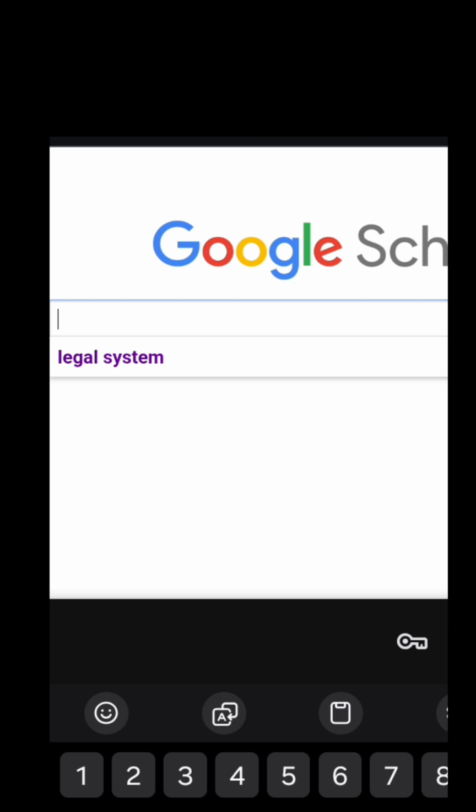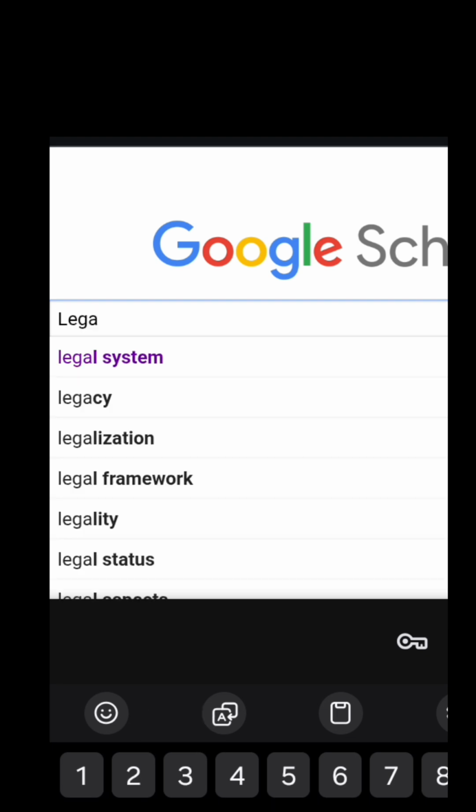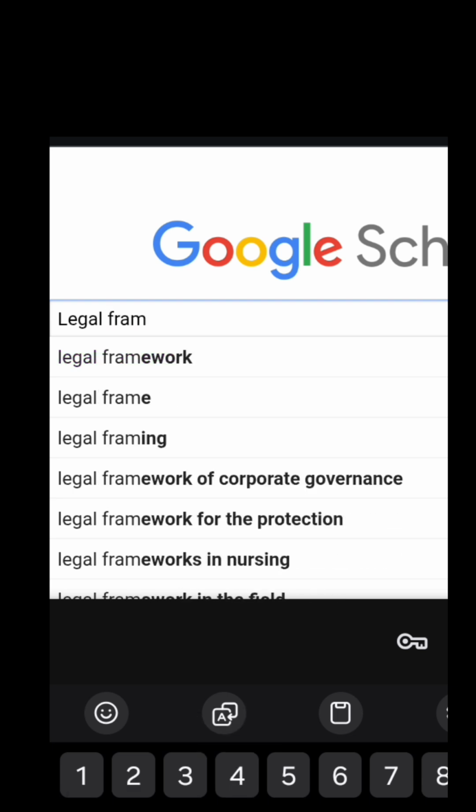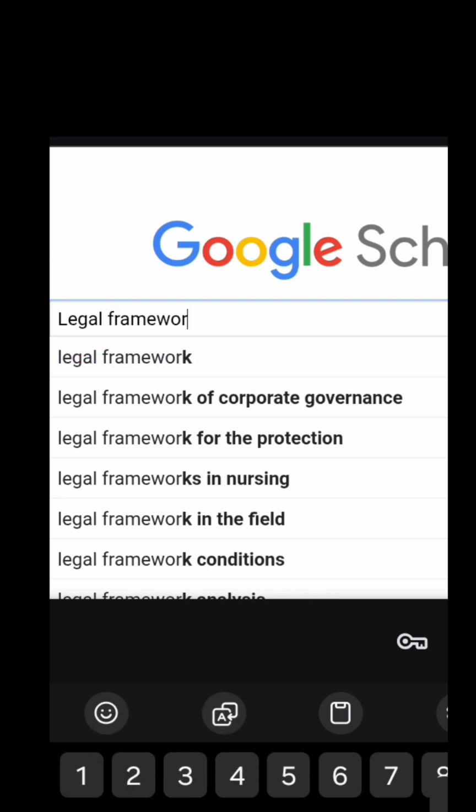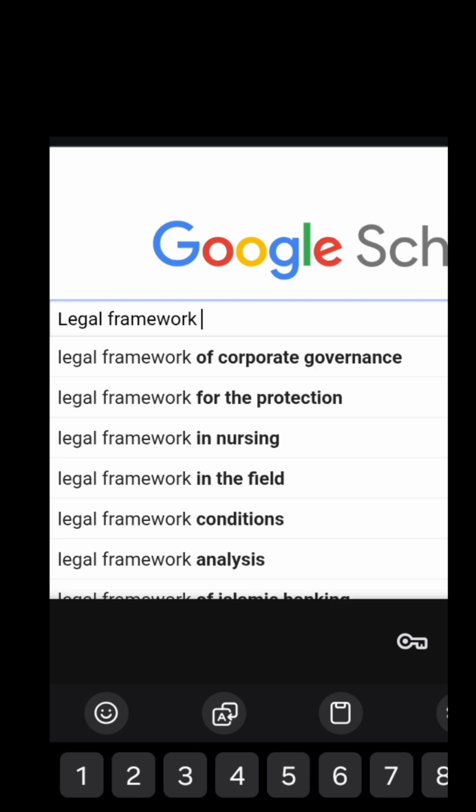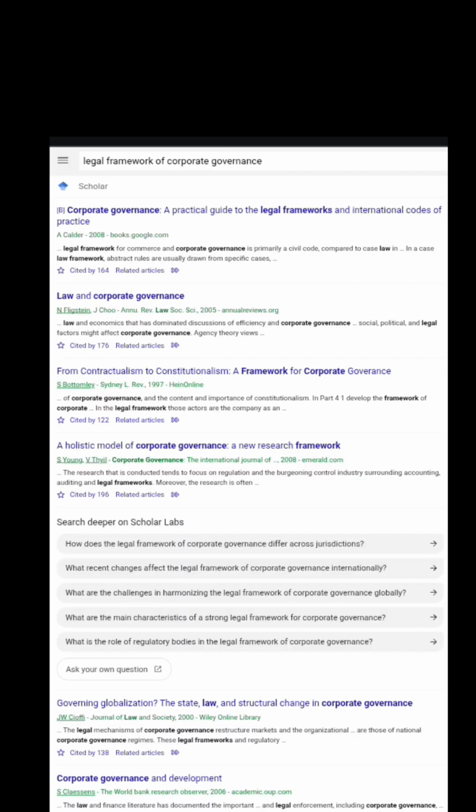Let's say legal framework for corporate governance. I'm a law student, so this is a typical topic for a project submission.